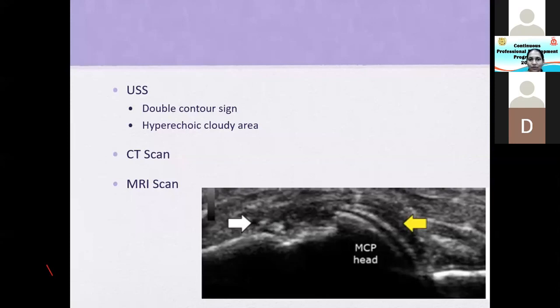More advanced imaging can also be used. Now, the only drawback in ultrasound scanning is that it depends on the expertise of the person who's performing the scan.